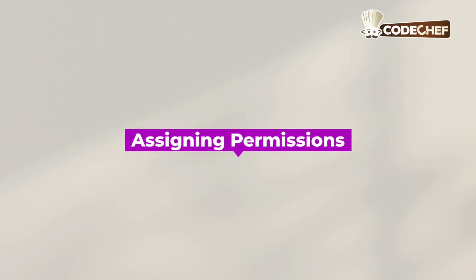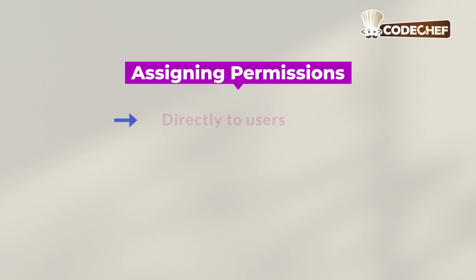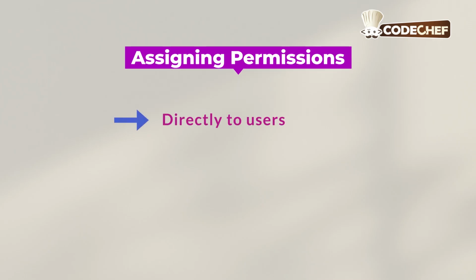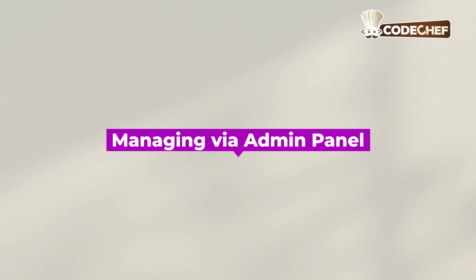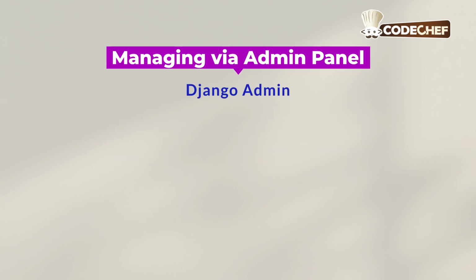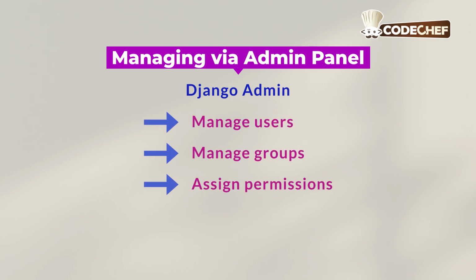Now, how to assign permissions? Permissions can be assigned directly to users, but this quickly becomes difficult to manage. The recommended approach is to assign permissions to groups and then assign users to those groups. And we can also manage permissions via the admin panel. Django's admin panel gives a clean interface to manage users, groups, and permissions without writing any extra code.